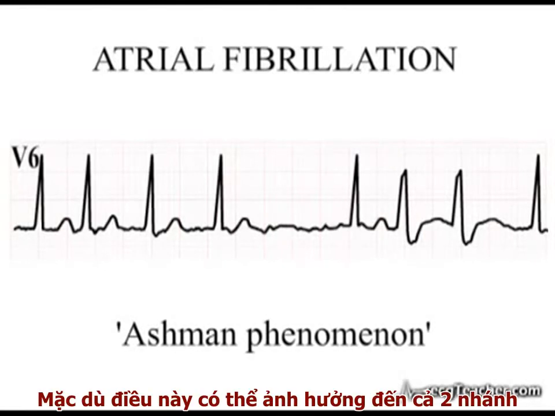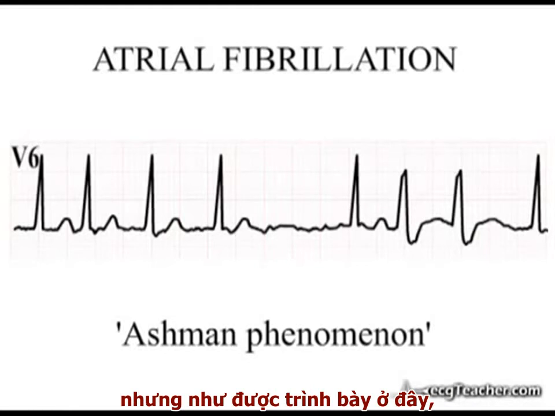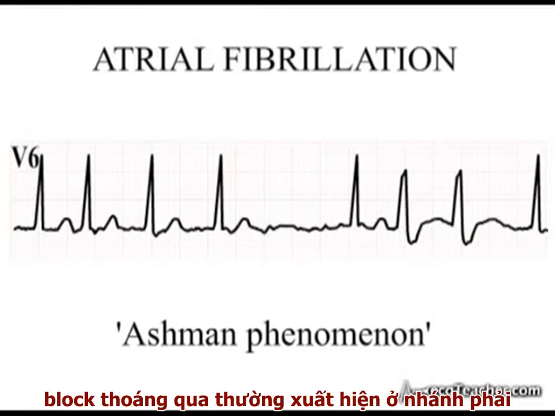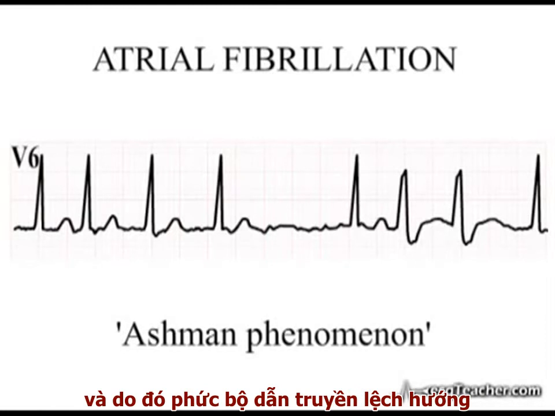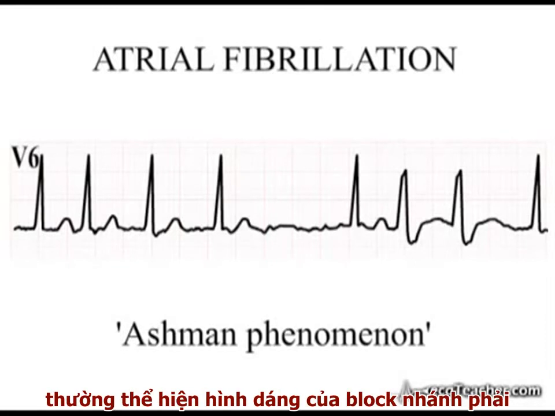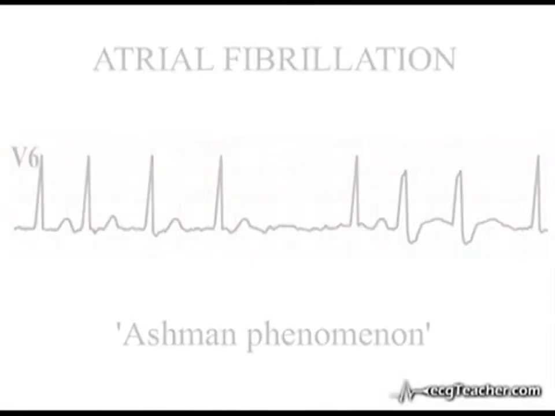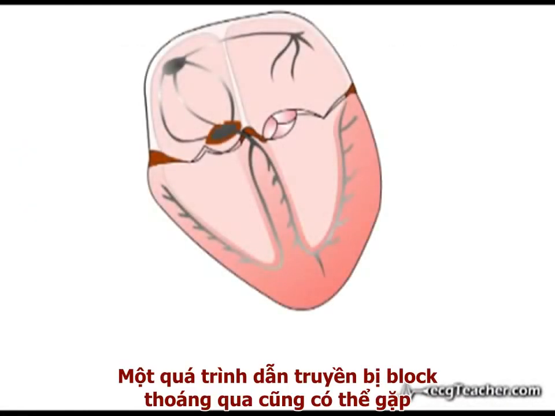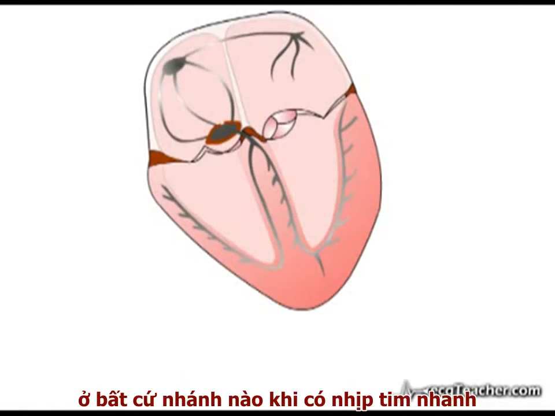Although this may affect either bundle branch, as shown here, the transient block usually occurs in the right bundle, and the aberrantly conducted complex therefore usually demonstrates a right bundle branch block morphology. A transient failure of conduction can also develop in either bundle branch in response to elevation of the heart rate.